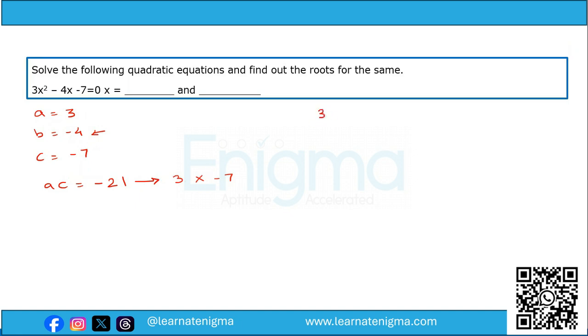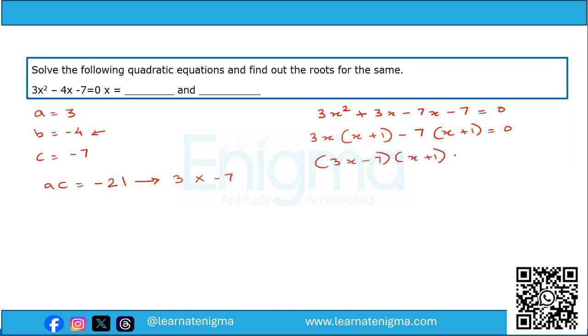So therefore 3x² + 3x − 7x − 7 = 0. So taking 3x common, you have (x + 1), minus 7 common into bracket (x + 1) is equal to 0. So therefore you have (3x − 7)(x + 1) = 0. So therefore you get the roots as x = 7/3 or x = −1.